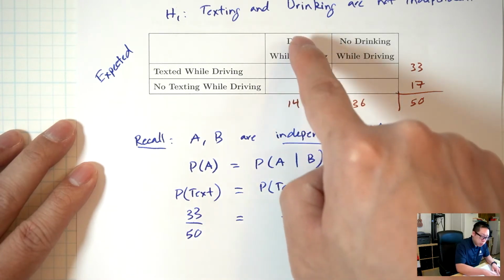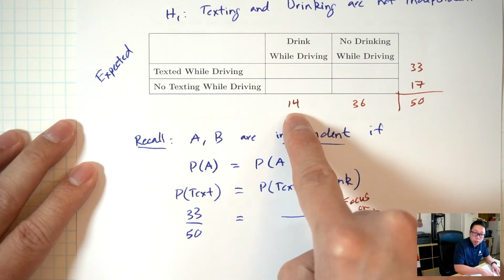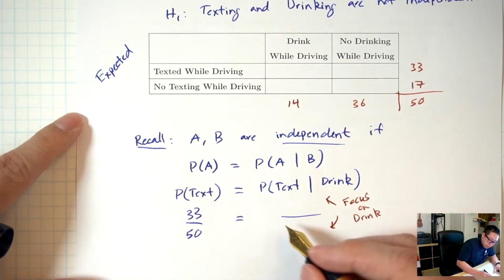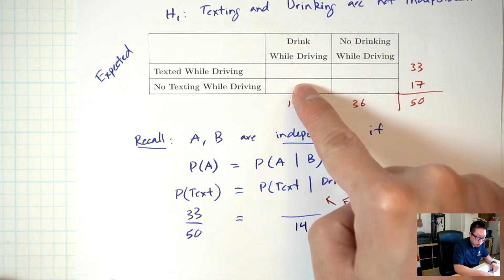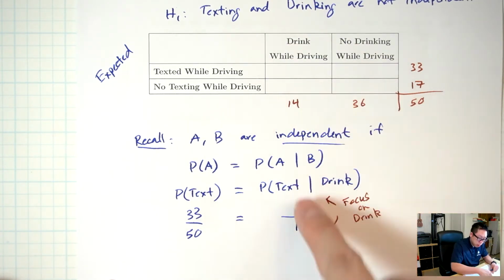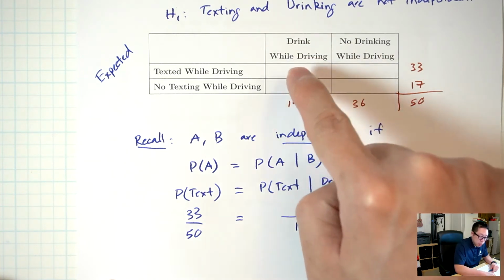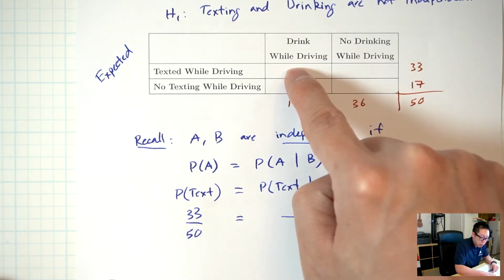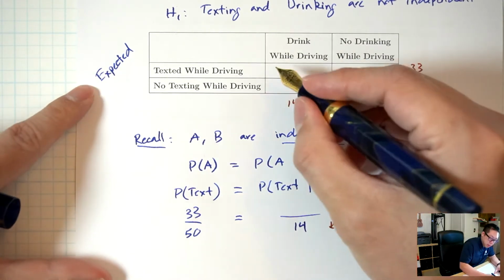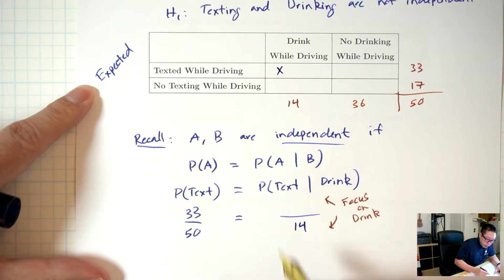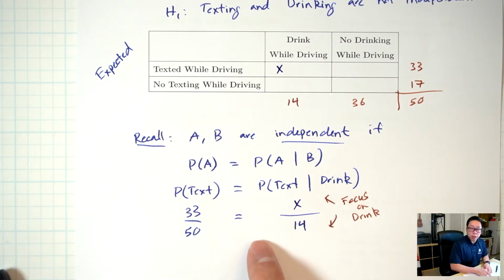Okay, so focusing just on this first column, what is the total? The total is going to be 14. And then focusing just on this first column, how many text? It would have been this first box here, which has no number there, so let me put a letter here. Let's call that X. That'll be there. And now let's solve for X.